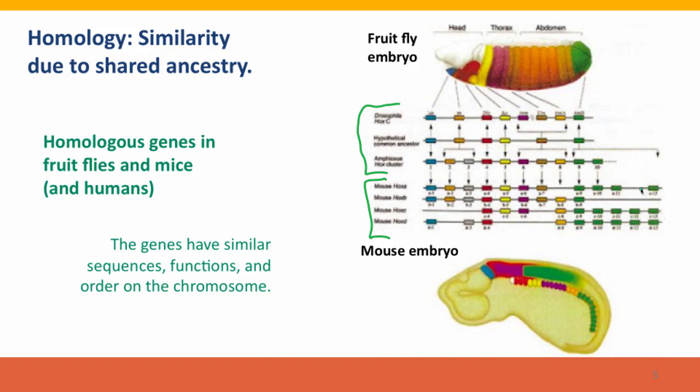And we now know that genes like this control embryonic development in all animals, and that these genes are similar because they are descended from a common ancestor of all animals that controlled its development with these genes.